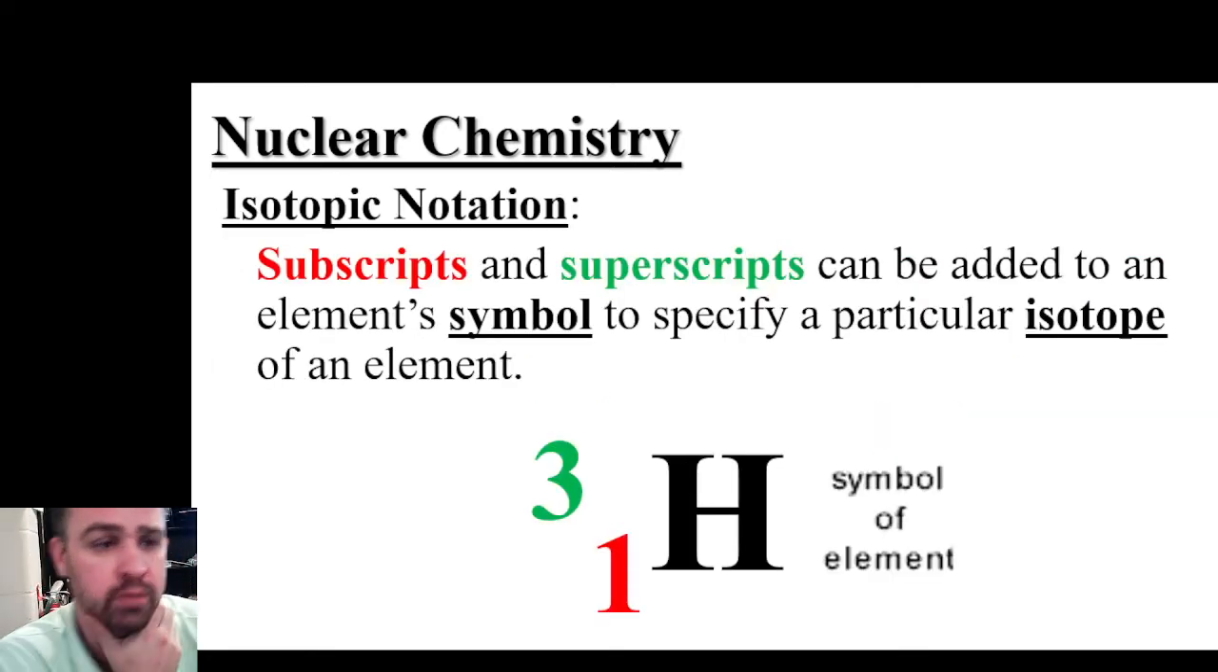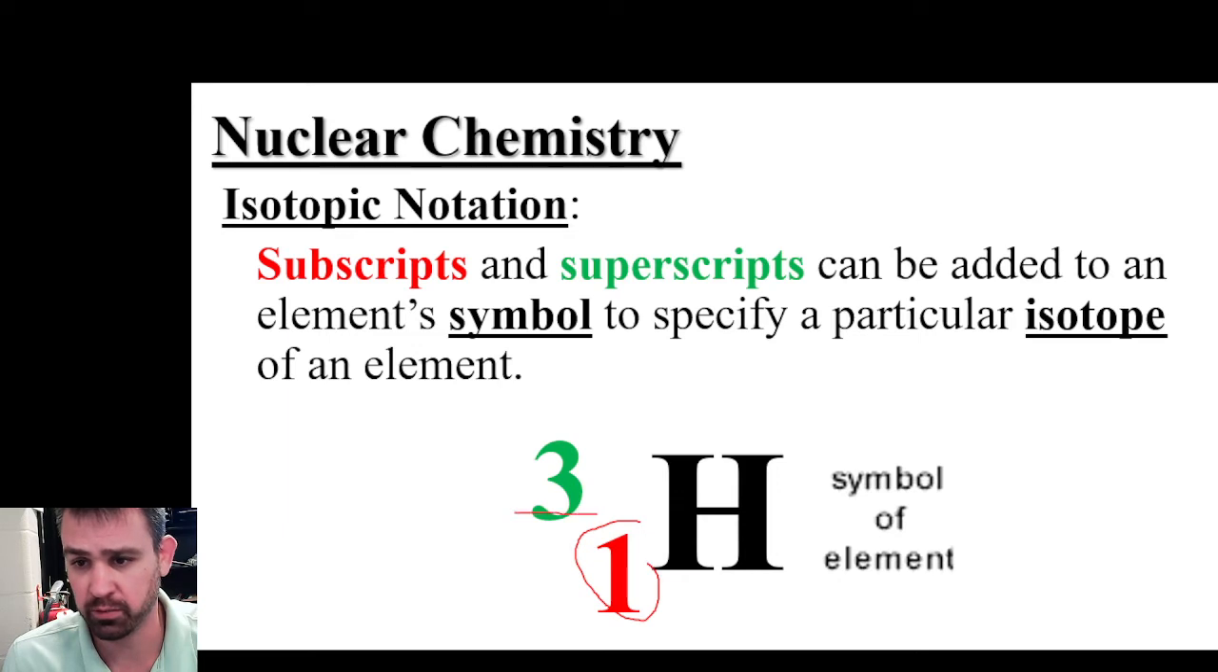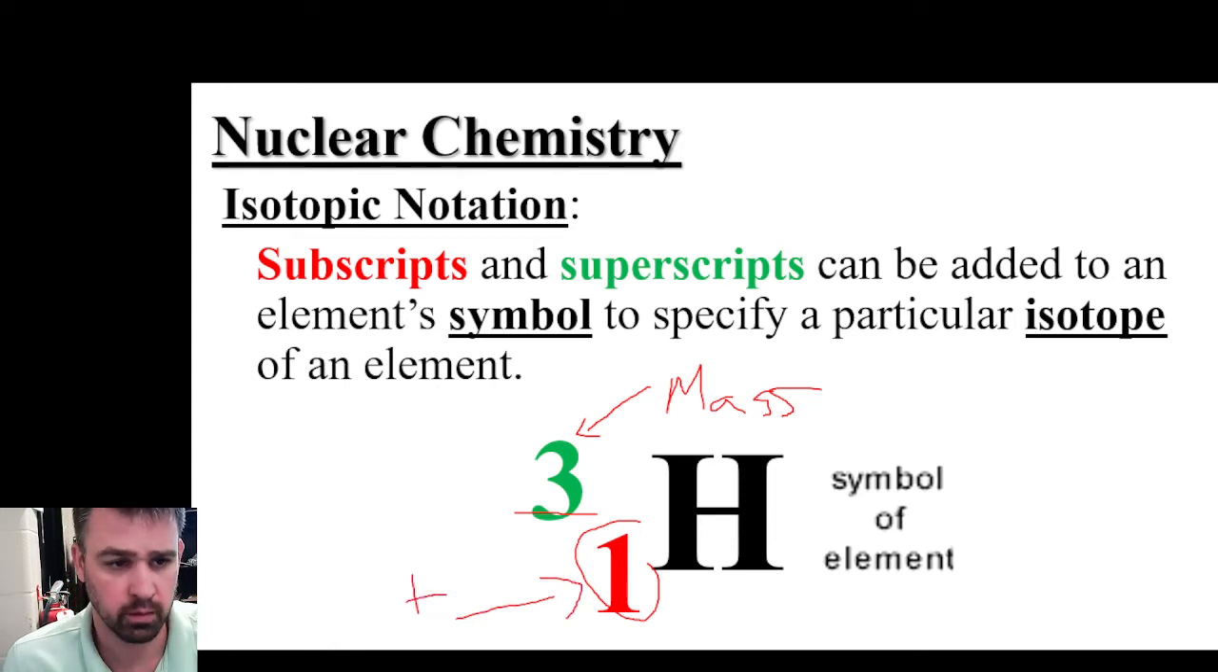So just a review of isotopic notation. We have subscripts, which are down here, and we have superscripts, which are up here. And then we have your element symbol. So this right here, to review, is your mass number. And this right here is your proton number, your atomic number. So in this case, this is going to be called hydrogen 3.